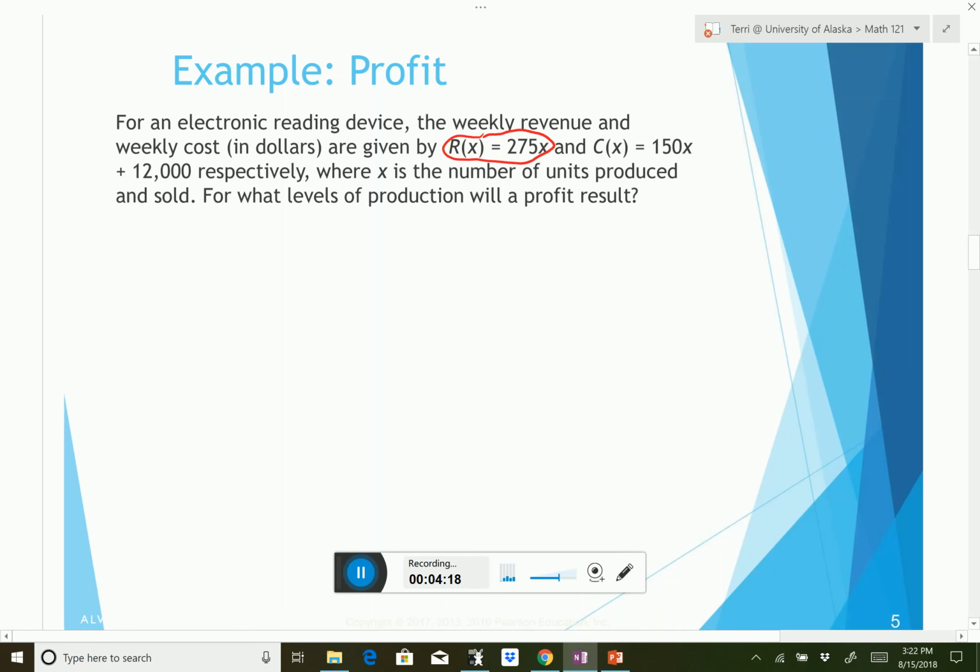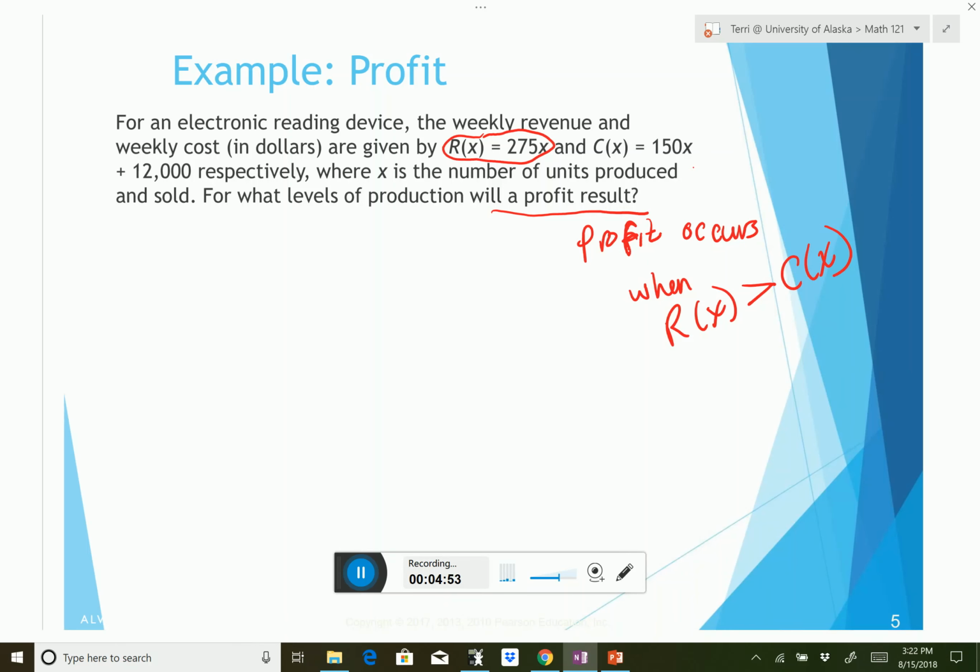So a profit occurs when revenue, you take in more than you put out. Makes sense? My revenue is more than my costs, so I'm making money. I'm making a profit. A profit is occurring. So to rewrite these, that's 275x is greater than 150x plus 12,000.